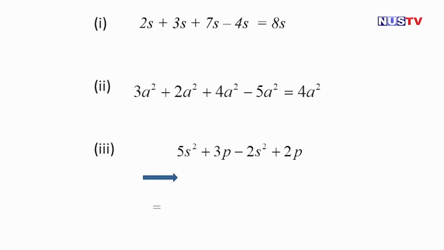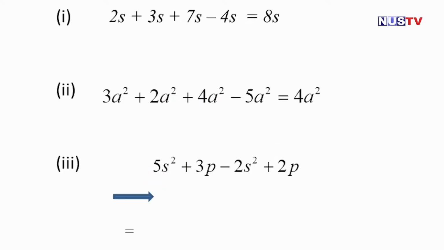5s to the power of 2 plus 3p minus 2s to the power of 2 plus 2p. To cut down the mistakes, you collect the like terms and put them together in the front. For example, 5s squared plus 3p minus 2s squared plus 2p. To minimize the mistakes, you put them together in like terms so that it cuts out the mistakes. So what I've done here, I bring forward the negative 2s squared to group with the 5s squared.